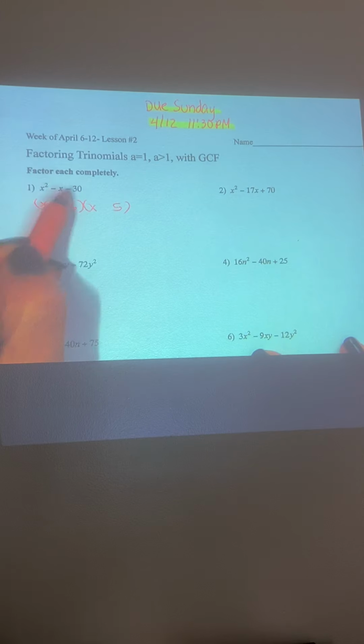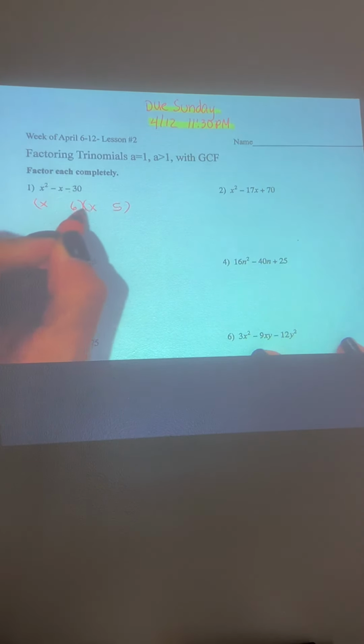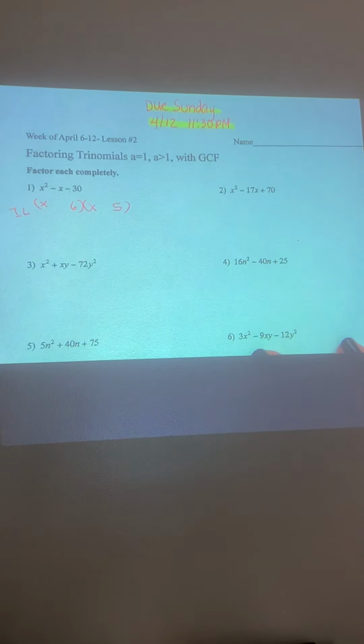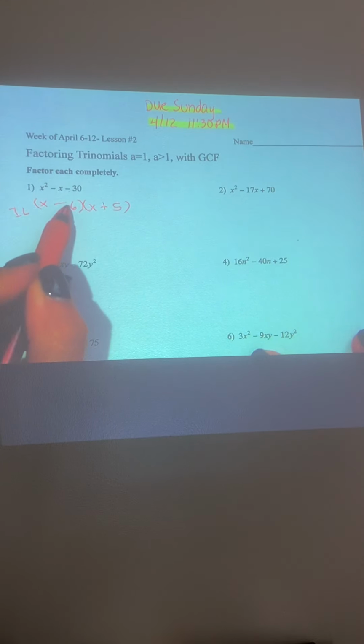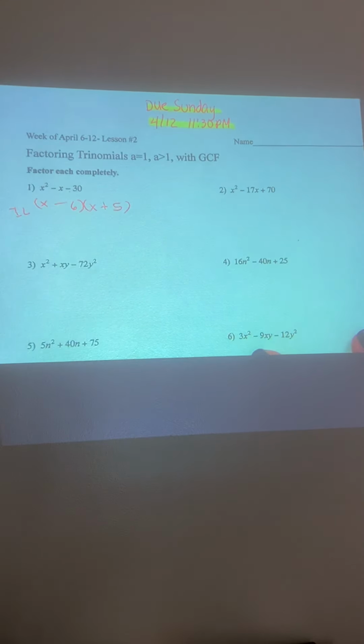When the last term is a minus, we have to use different signs. My inners are bigger, so inners left: the middle term goes on the left, the opposite on the right. -6, +5 gives me -1.